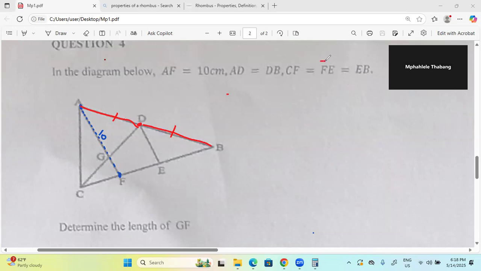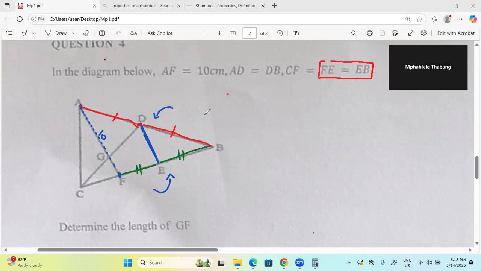So I'll just focus for now on FE equals EB. You can see that this is a midpoint theorem because this line divides these sides of a triangle equally. AD equals DB, and here FE equals EB. So we talk about the midpoint theorem.